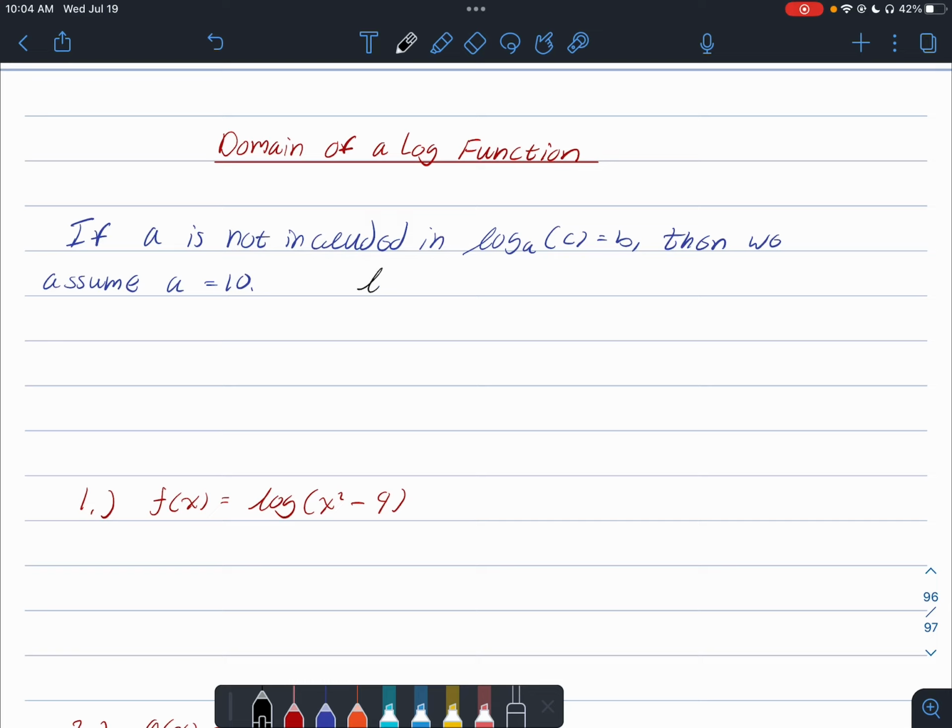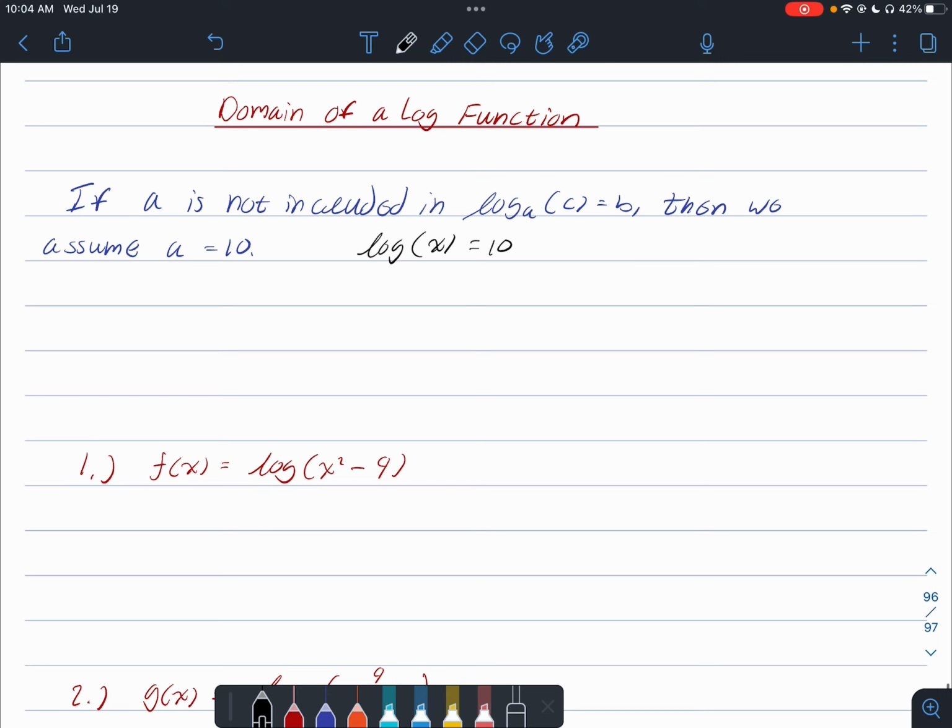So we'd write this just as log of x is equal to 10, right? We would just assume that a equals 10. That's just an example, okay? So we would have log base 10 of x is equal to 10. That's how we would read that, okay?